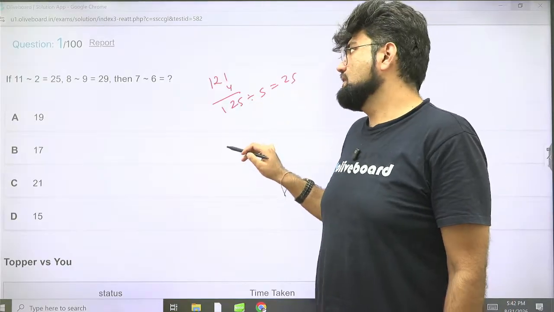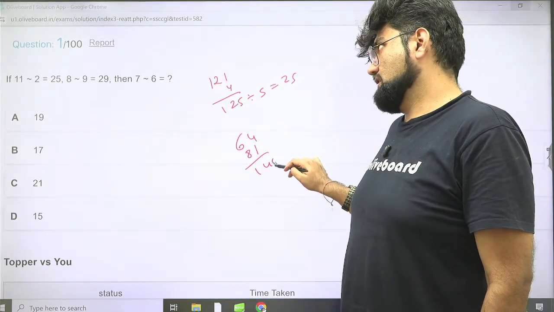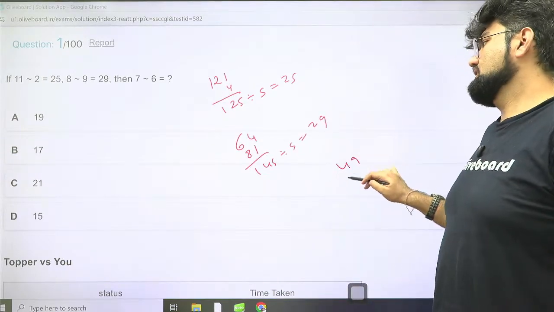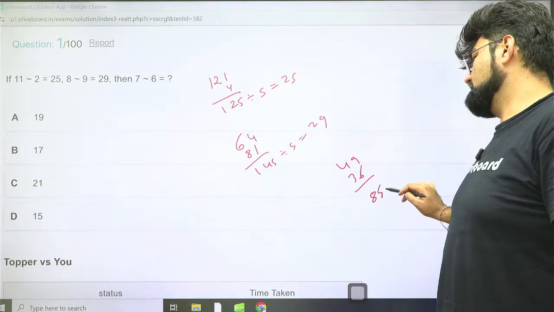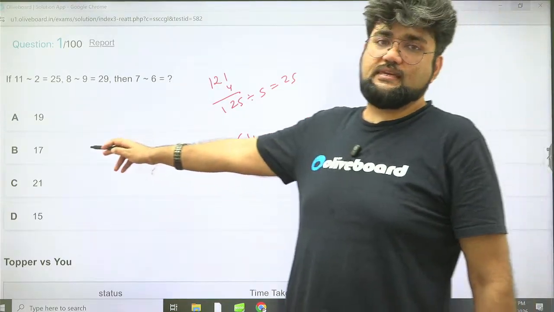I'll check it again. So 8 square is 64 and this is 81. So this is 145. If I divide it by 5, I get 29. So 7 square is 49. This is 36. So this is 85. And if I divide it by 5, I end up getting 17, which is option B.